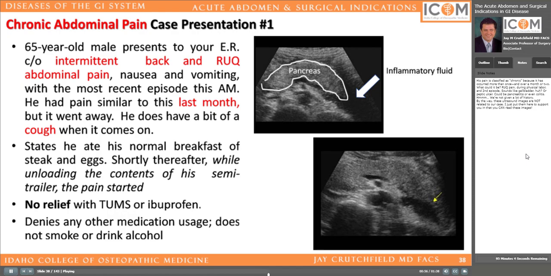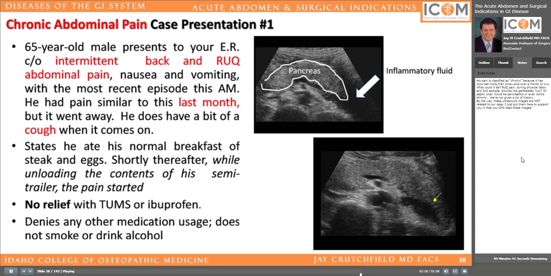What could it be? So right upper quadrant pain during physical labor, second episode, sounds like gallbladder, maybe because of the back pain, which might be Kerr's sign, although we don't talk about supraclavicular pain, which is classic Kerr's sign. It could be peptic ulcer, maybe pancreatitis or colitis. We're not given a lot of history here.